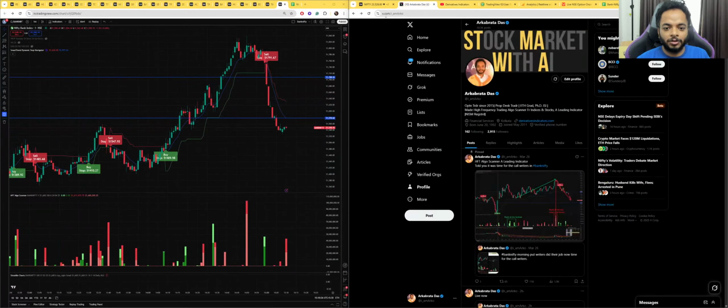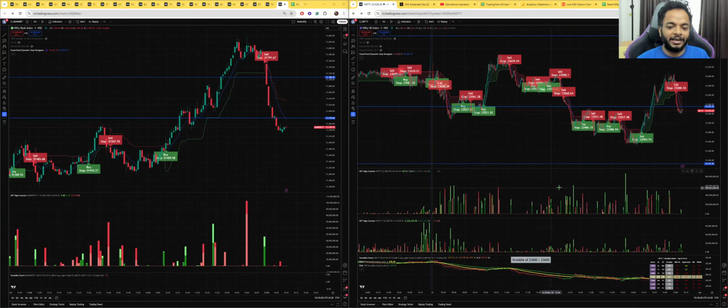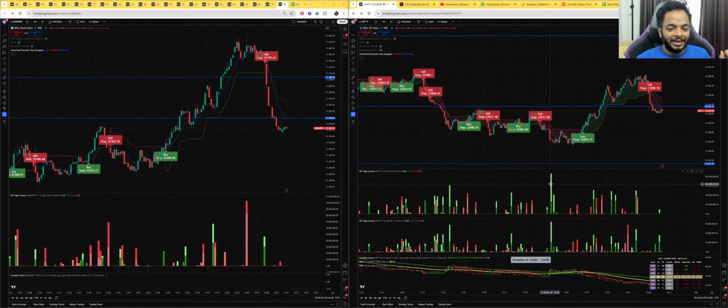This is our HFT algo scanner. It scans the big guys' positions in real time, and it posts four colors: deep green, deep red, light green, light red. The meaning of the colors, I have explained in the video. Light green means put writing, and light red means call writing, and deep green means call buying, deep red means put buying.